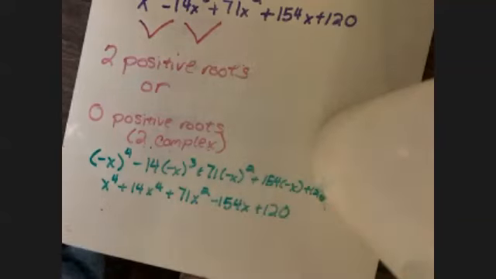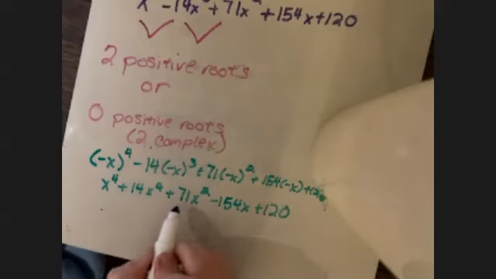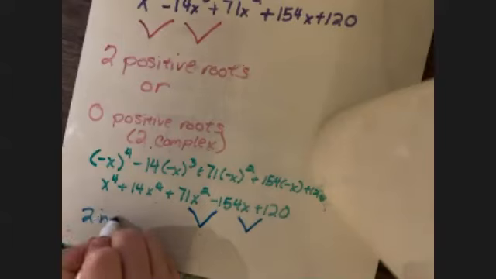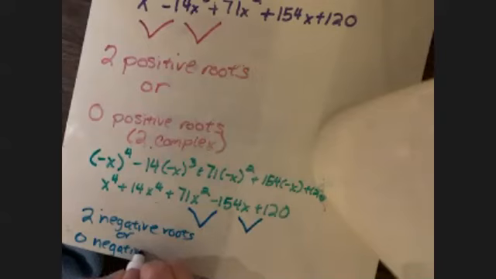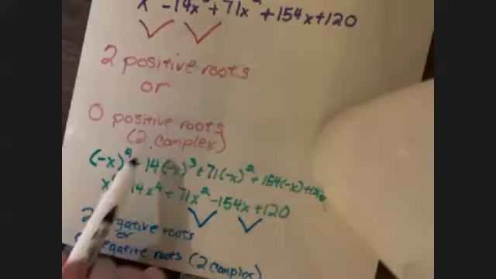So if I count my sign changes, this is positive to positive, so that doesn't count. Positive to positive, that does not count. Positive to negative, that counts. Negative to positive, that also counts. So we have 2 negative roots, or no negative, and we get 2 complex. Now, these are not necessarily the same 2 complex that were up here.